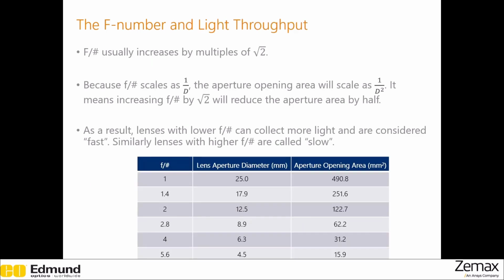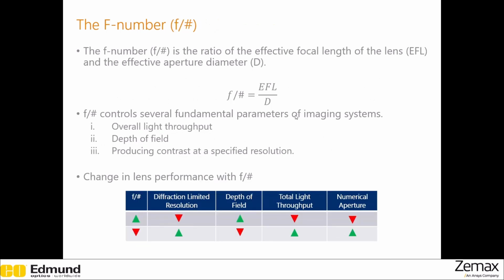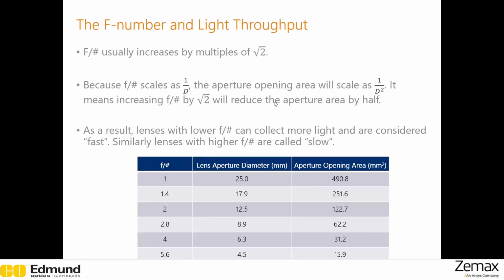From the relationship between the aperture size and the f number, we can see that f number scales as 1 over d. It is then trivial to realize that if a lens has a small f number, that would mean it can allow higher light throughput, and these lenses are considered fast.